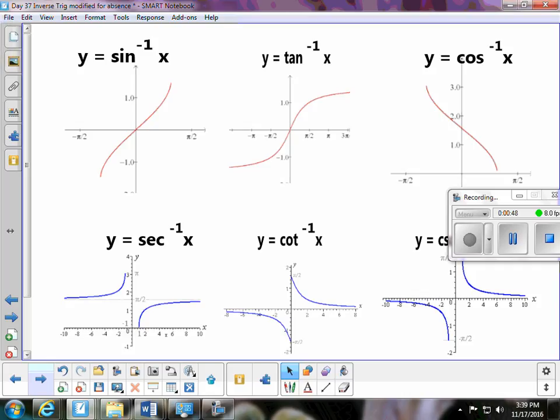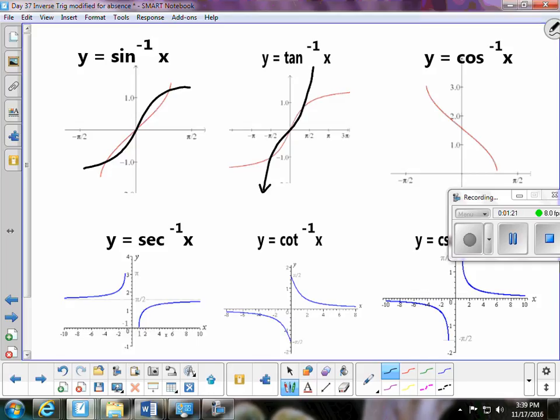Because the trig functions are not one-to-one, we couldn't switch the x and y coordinate of every single point on the graphs because then we wouldn't get a function. So for sine, we only looked at it from negative pi over 2 to pi over 2. So we just take that part of the sine graph, that is one-to-one. And when you switch the x and y coordinates, you get the inverse sine graph. Right? And same with inverse tan. We're taking the tan graph, only looking at it between negative pi over 2 and pi over 2, and just switching the x and y coordinates of those points, and we get the inverse tan.